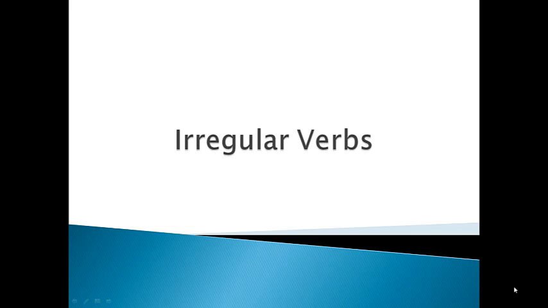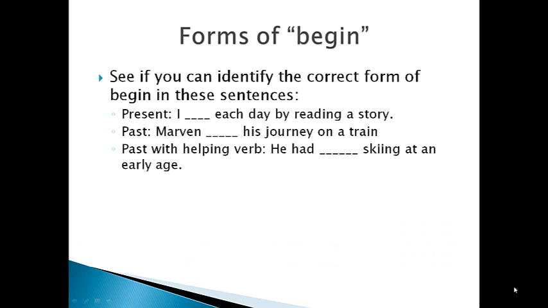One thing that a lot of us have problems with when we are doing writing is identifying irregular verbs, verbs that don't follow the same pattern as other ones. Take a look at these forms of begin. See if you can identify the correct form of begin in these sentences. I'll give you a minute to think about that. Maybe write it down if you'd like.